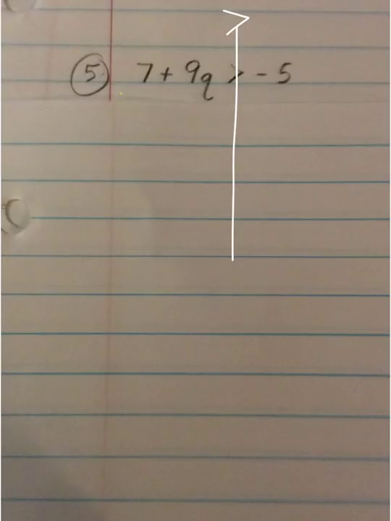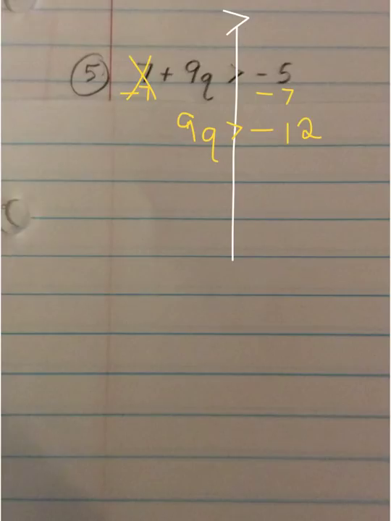Well, the first thing we would do in this problem is I see this 7, I see this q, it's attached to the 9, so I'm going to subtract 7 on both sides. That cancels that out. I'm left with 9q is greater than, and if I put those two together, that'll be a negative 12.